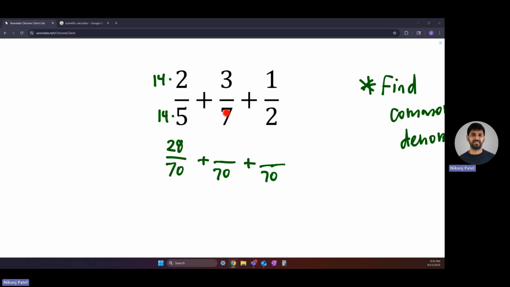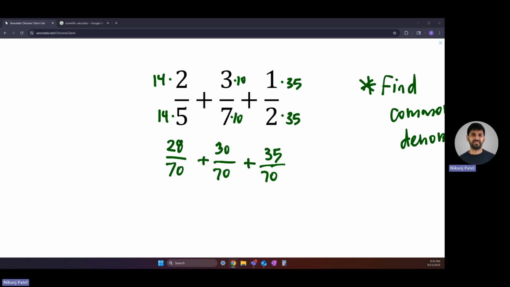Now we go to the next number, 7 times, this one's a little bit easier to do mentally, 7 times 10. So we need to do 3 times 10, so that becomes a 30. Last one, the 2, we multiply it times 35 to get to 70. So I need to do the numerator also by that 35. So there you go. Those are all now converted into fractions over 70.